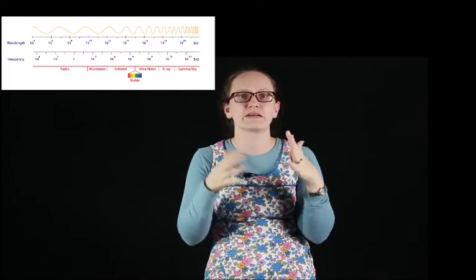We can go down to the UV range, the ultraviolet range, which has shorter wavelengths than blue light, and then on to X-rays. At the other end of the spectrum, we've got infrared light, which has a longer wavelength than red light, and then we go up to radio waves, which have wavelengths of up to kilometers.